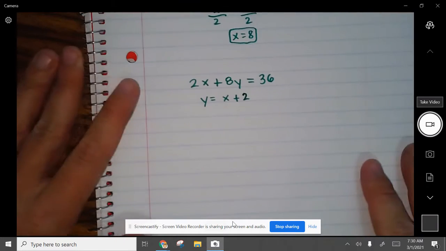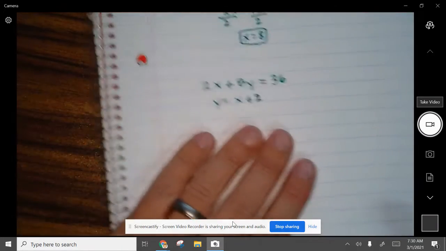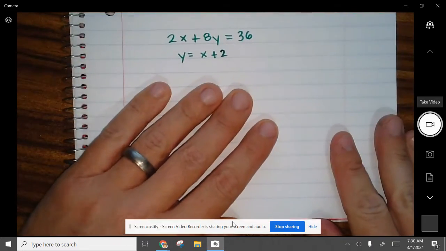All right, sorry about that. Let me make sure my equation was good. Sometimes I make them up and they're not perfect, but this one is a good one.